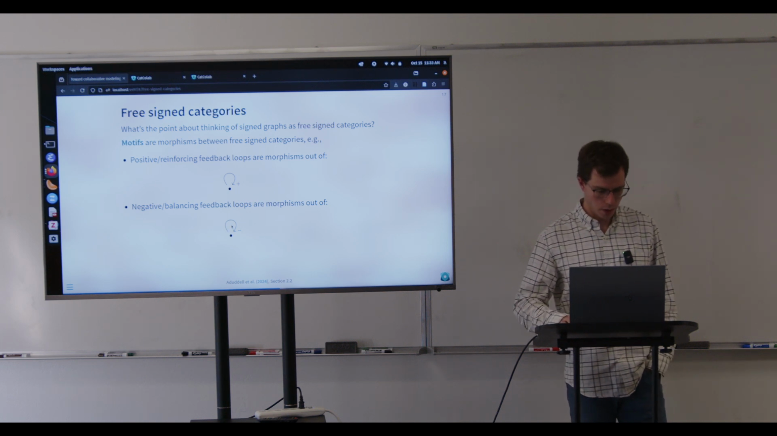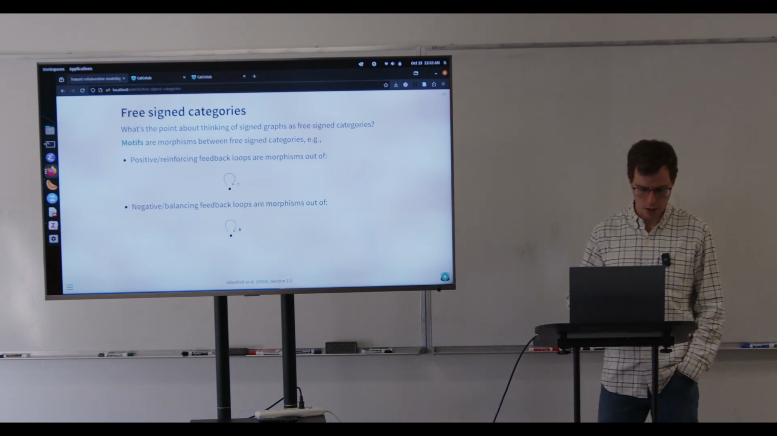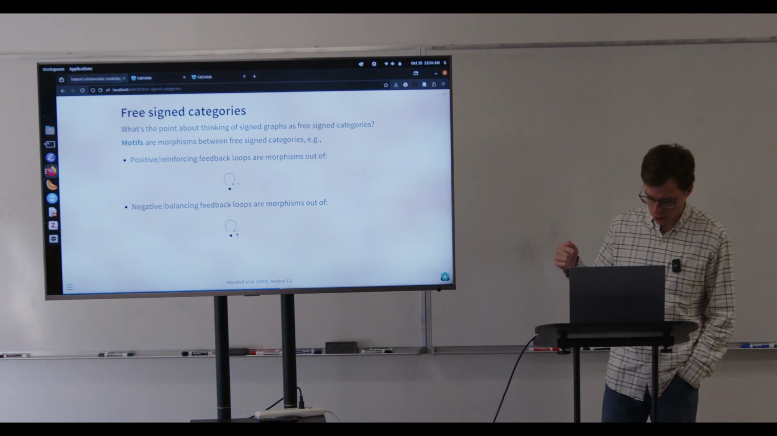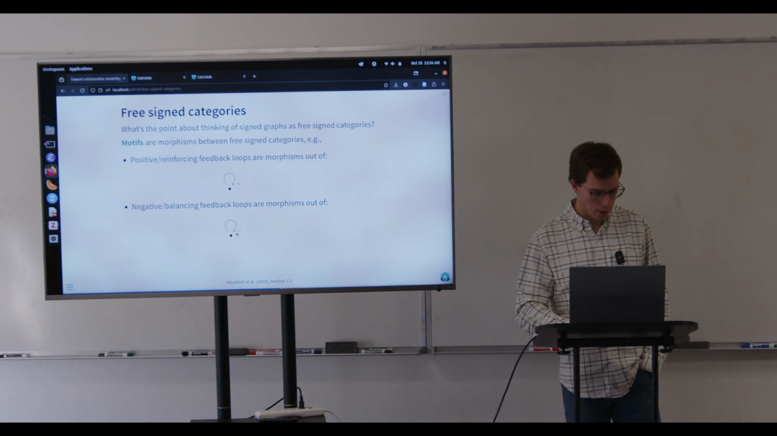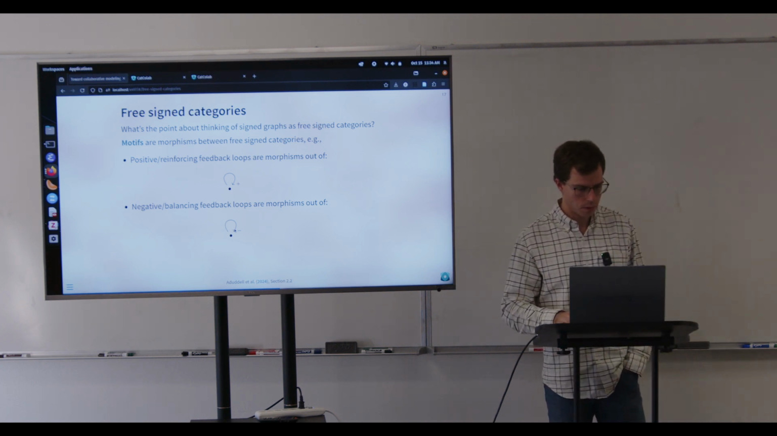And then it's the rules of sign composition that ensure that this makes sense. A loop that goes from positive to negative, like we saw in the demo, is indeed a morphism out of this due to the rules of sign composition.